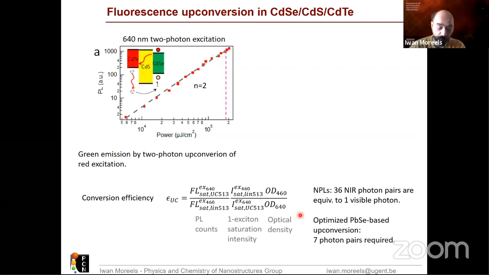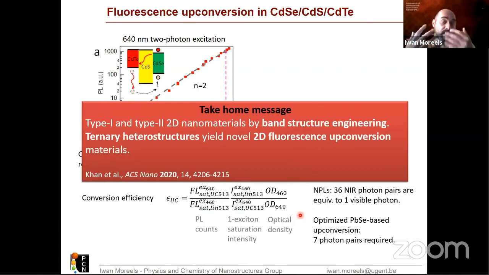So this is still work in progress, but when you take 2D nanomaterials, you can even start to combine type 1 and type 2 nanomaterials by band structure engineering into these ternary heterostructures. You can even look for, say, additional fluorescence properties like fluorescence upconversion, which could be useful for energy applications.